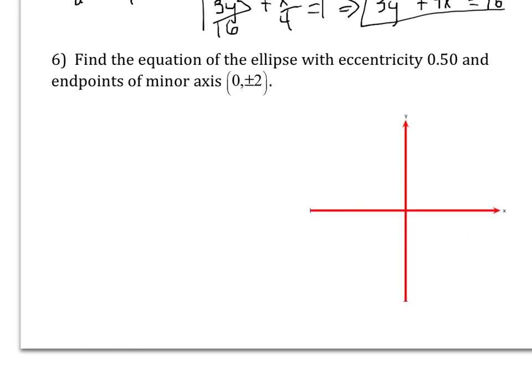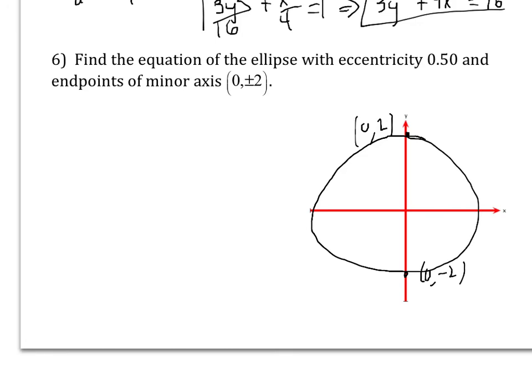Okay, so this last one we want to find the equation of the ellipse with eccentricity 1/2 and endpoints of the minor axis 0, comma, plus or minus 2. So that tells us something. We got a minor axis going through 0, 2 and 0, minus 2. But this is a minor axis, right? So we're going to have to make it a little wider in the x direction, I guess. Something like that.